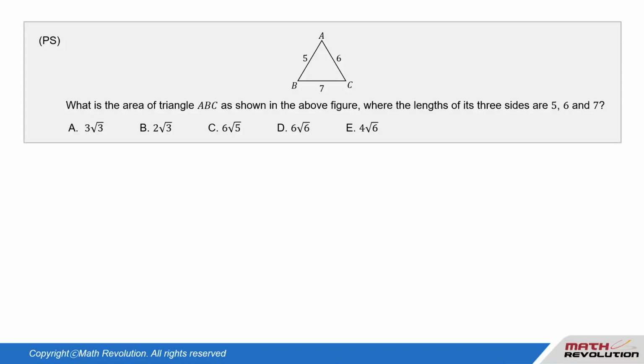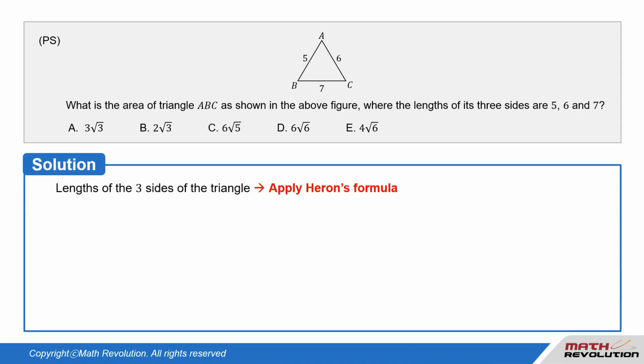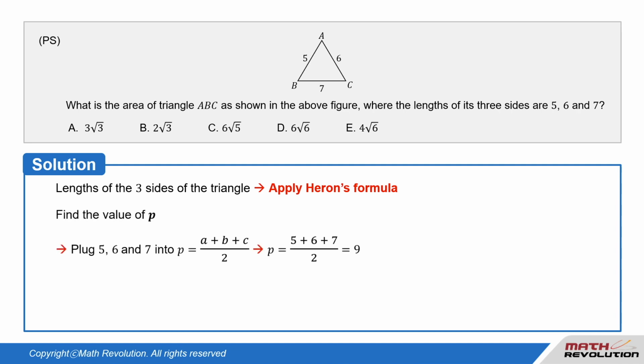Question. What is the area of triangle ABC as shown in the above figure, where the lengths of its three sides are 5, 6, and 7? Solution. Since we know the lengths of the three sides of the triangle, this is the perfect question in which to apply Heron's formula. Let's first figure out the value of P.